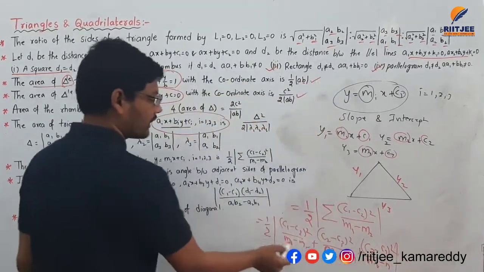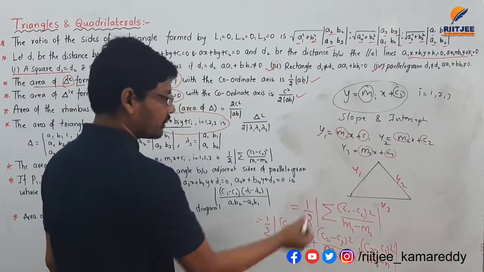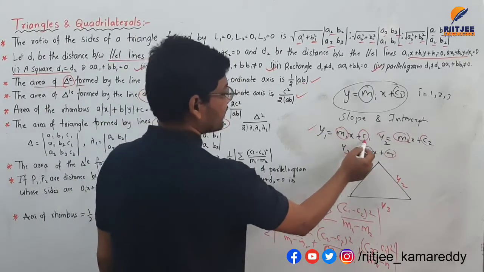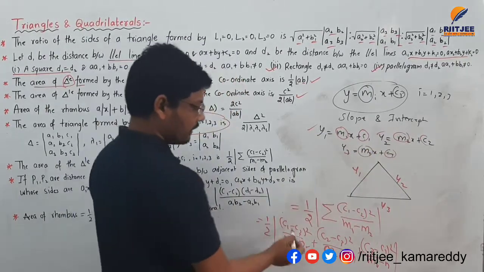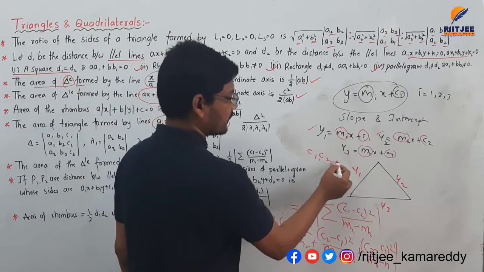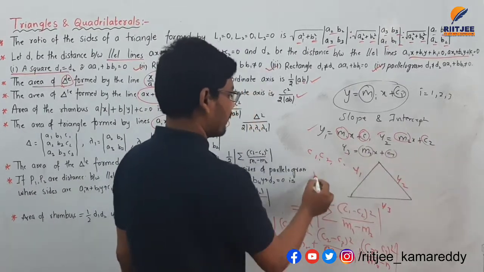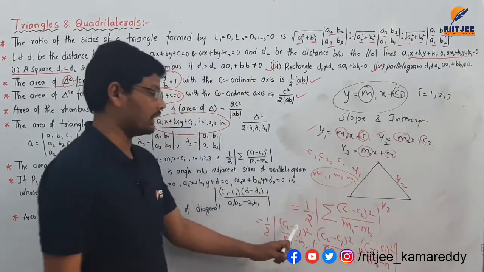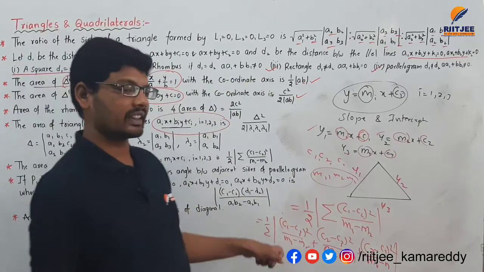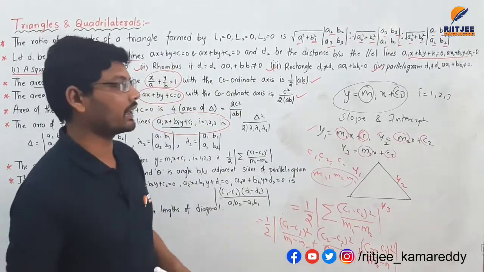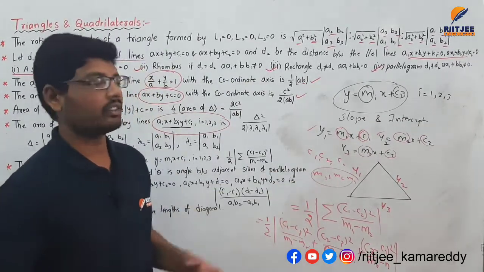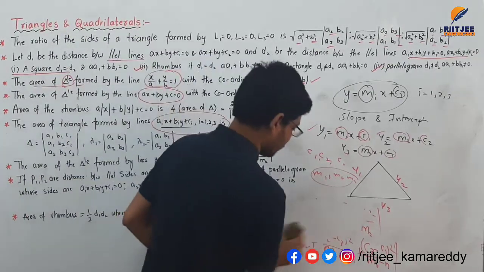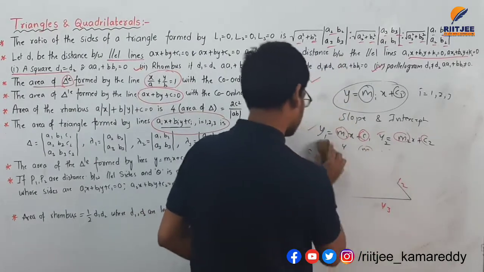So if you substitute all the values of the three straight line equations, here c1, c2, c3 are intercepts of the three straight lines, and m1, m2, m3 are slopes of the three straight lines. If you substitute the intercepts and slopes of the three straight lines in this expression, you will get the area of the triangle formed by three straight lines whenever the lines are given in slope and intercept form. This is all about this point here.